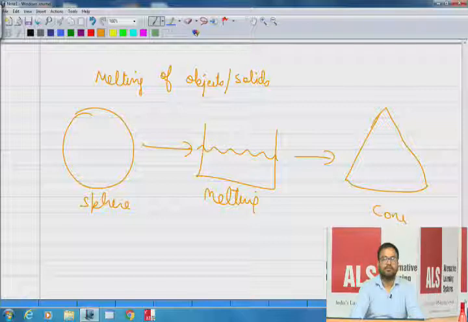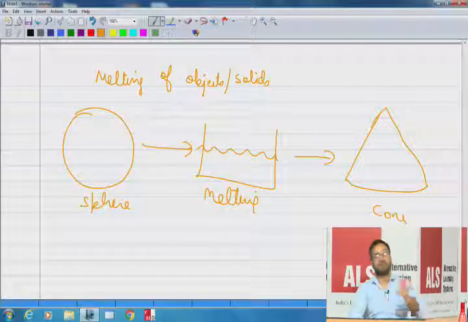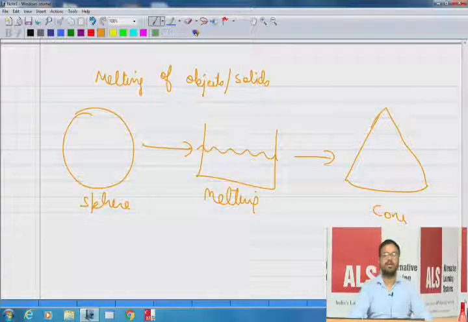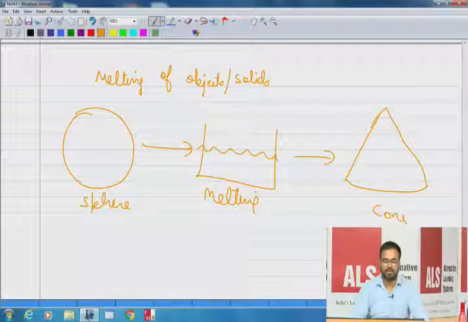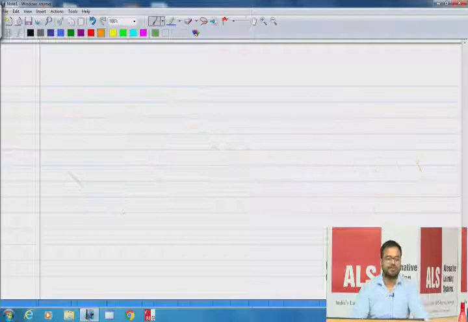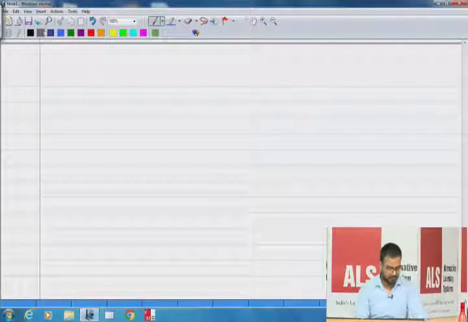Volume. Very good. The volume remains constant, but the surface area, curved surface or total surface area, keeps on changing. So in the melting process, we always have to apply the concept that the volume of the initial object is equal to the volume of the final object. So based on this concept, try this question.